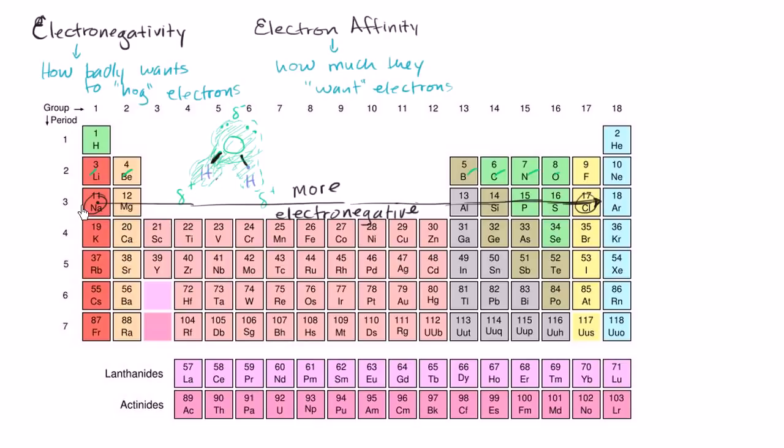Now, what do you think the trend is going to be as you go down in a group? I'll give you a hint. Think about atomic radii. And given that, pause the video and think about what you think the trend is. Are we going to get more or less electronegative as we move down? So once again, I'm assuming you've given it a go.